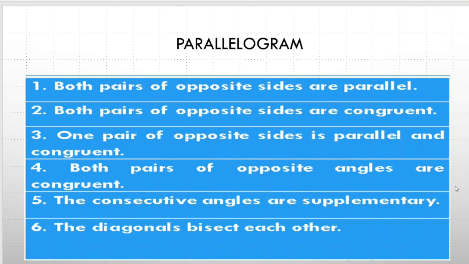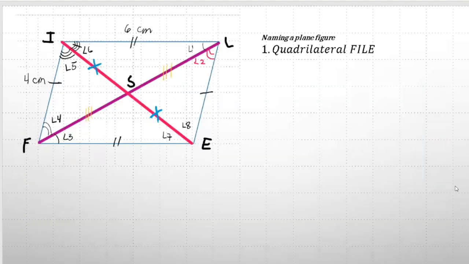So now let's try to have this one first. First, let's try to name a plane figure or our quadrilateral. So we have here a quadrilateral FILE. Since meron tayong mga different types of quadrilateral, then we can name it specifically like parallelogram FILE. So, paano ba tayo nagne-name ng ating parallelogram or the quadrilaterals or plane figure?